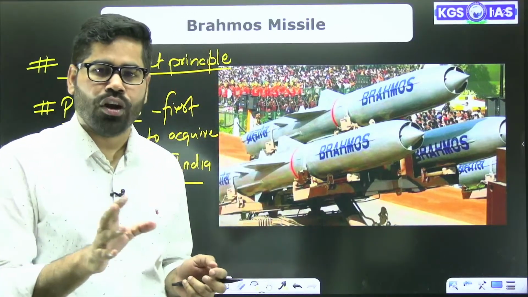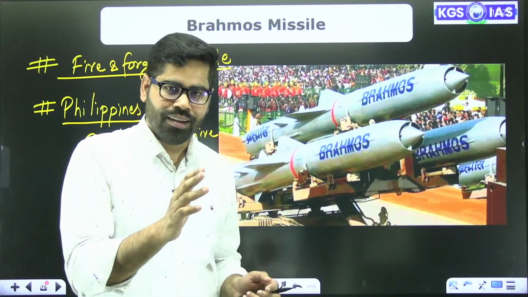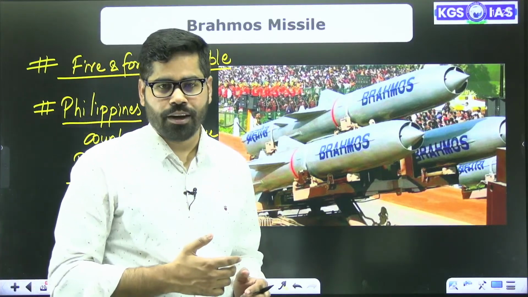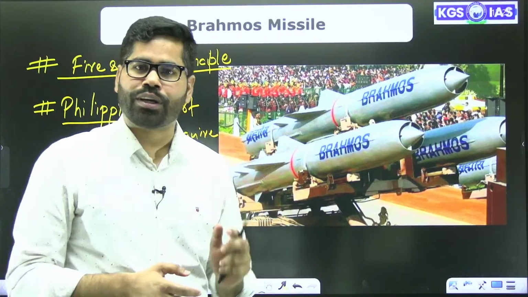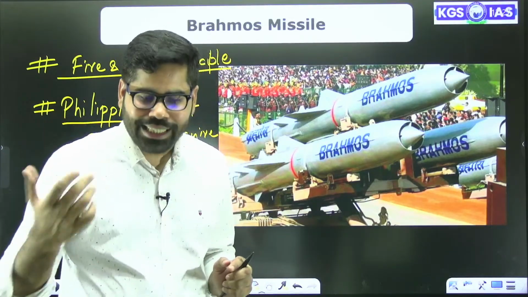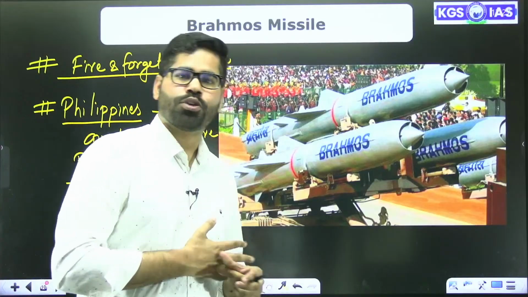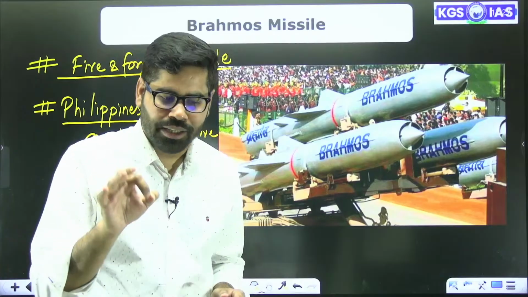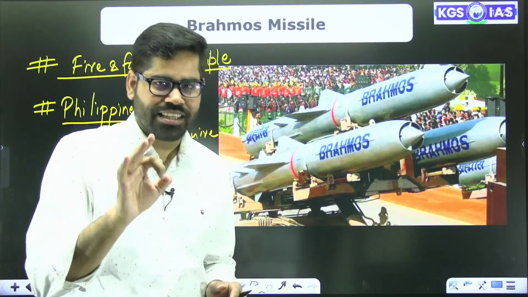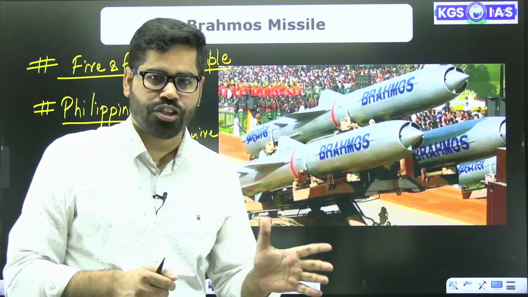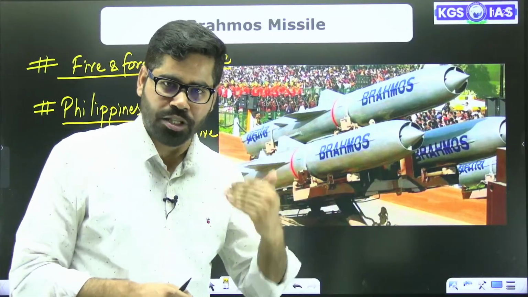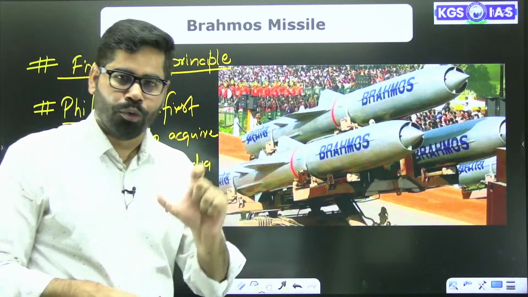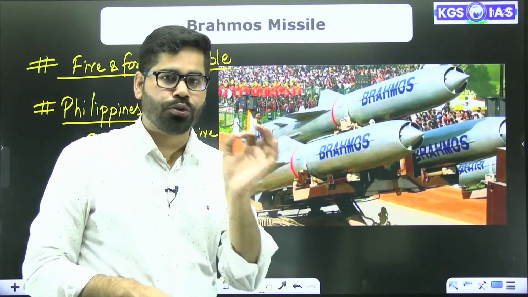We are having a deal of around $700 million between India and Vietnam for this Brahmos missile. At the same time, Indonesia is also looking at it. And several other countries are looking at this Brahmos missile. So this is one of the most important missiles of India. It is a collaboration of India and Russia, and now we have also started exporting it to other countries. So that is one of the most powerful, fastest supersonic cruise missiles.